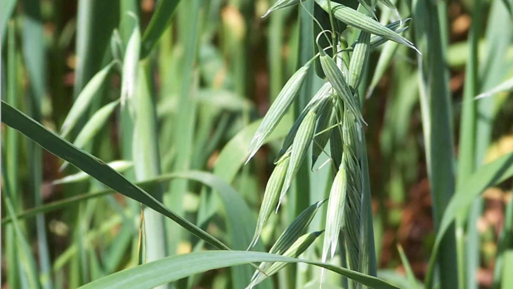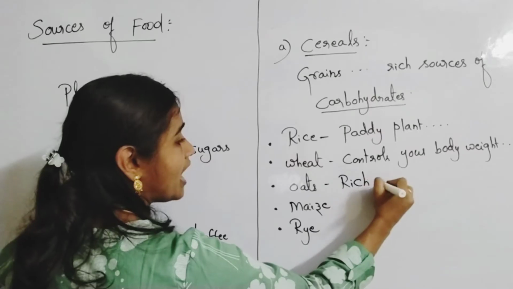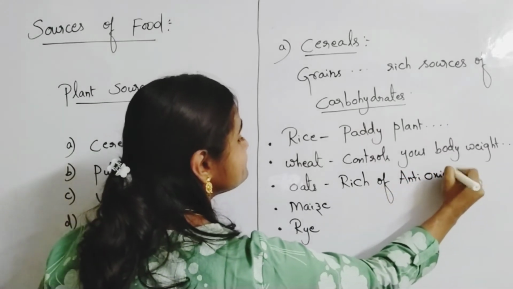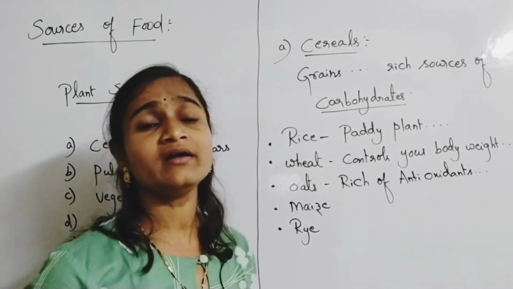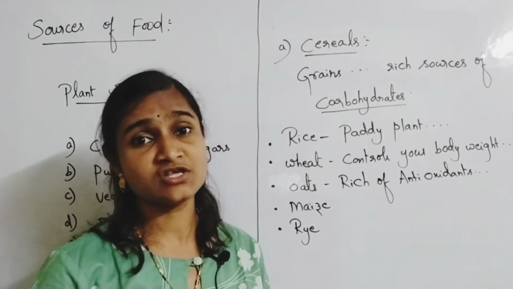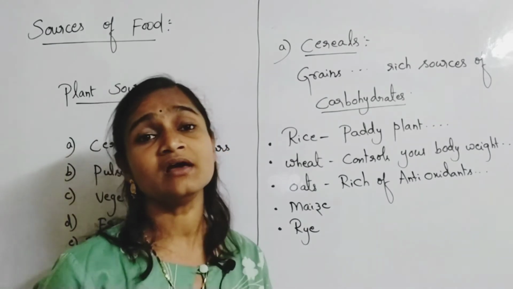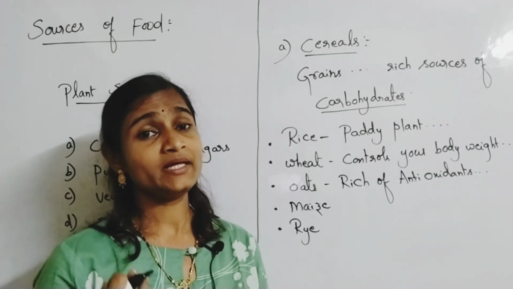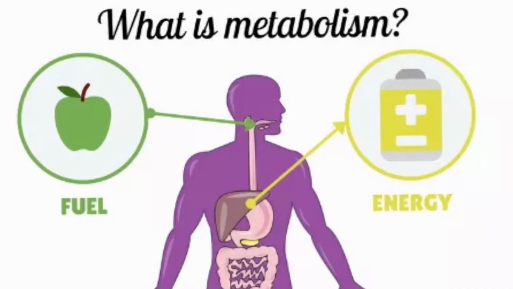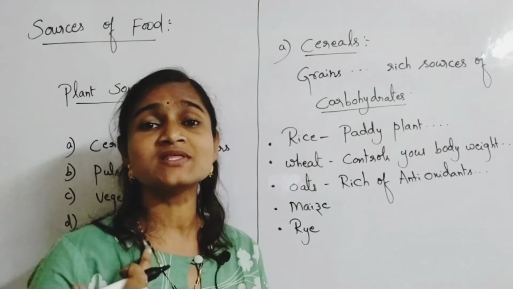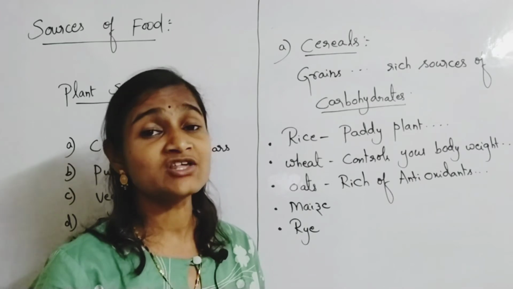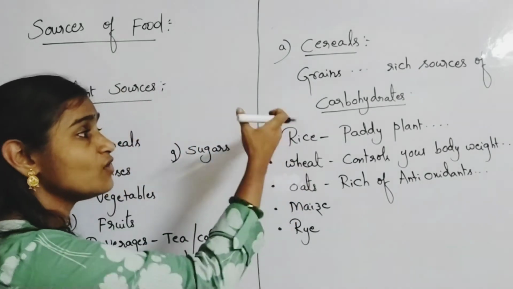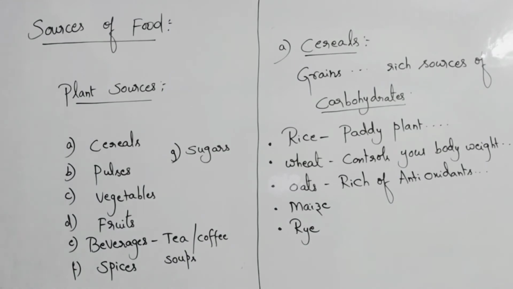Next, oats. You all know they are rich in antioxidants, which are helpful for protecting our body from disease-causing germs. Substances rich in antioxidants help in controlling metabolism. What is metabolism? It is the functioning of our body, all the parts of our body functioning properly with the intake of these cereals and different types of grains.